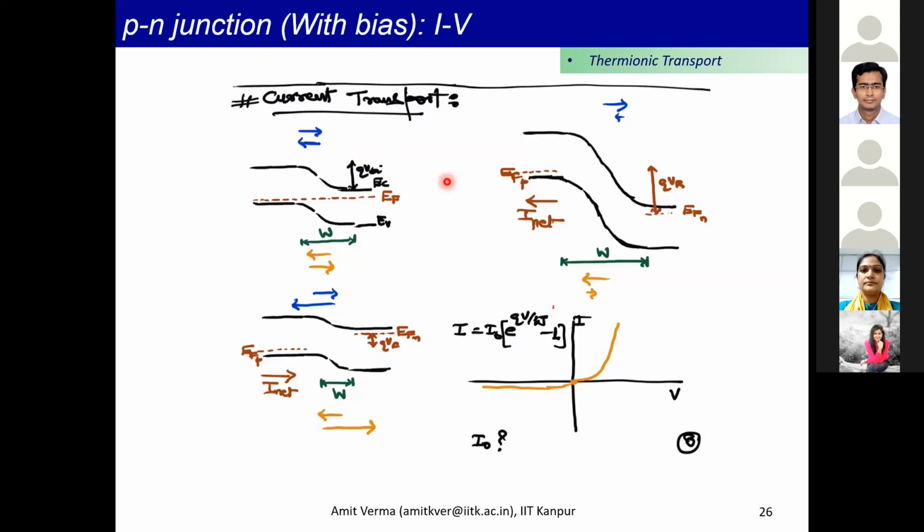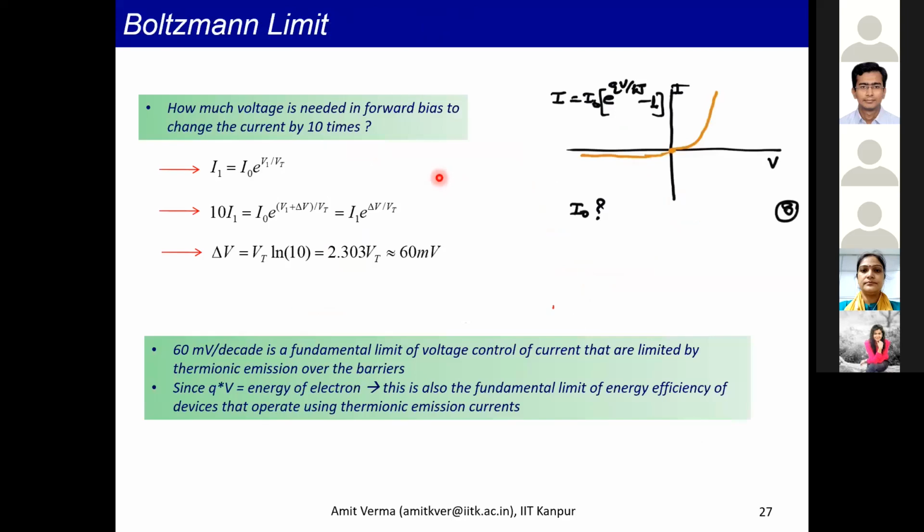They have a fundamental energy limit, which you might have heard of. It's known as the Boltzmann tyranny or Boltzmann limit. Now, what is that? Essentially, if you want to increase the current by 10 times, how much voltage do you need to apply to the device? So you can do a very quick calculation.